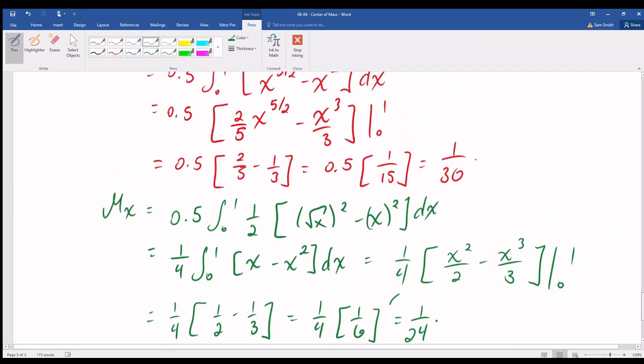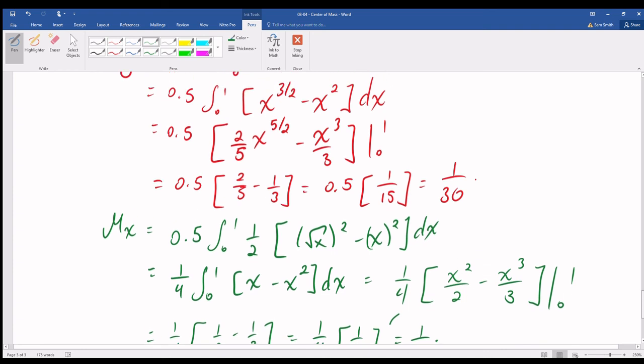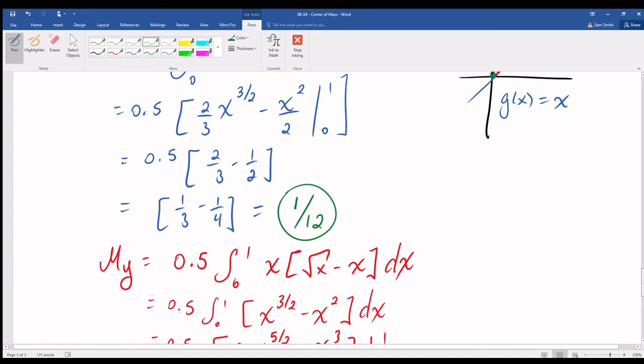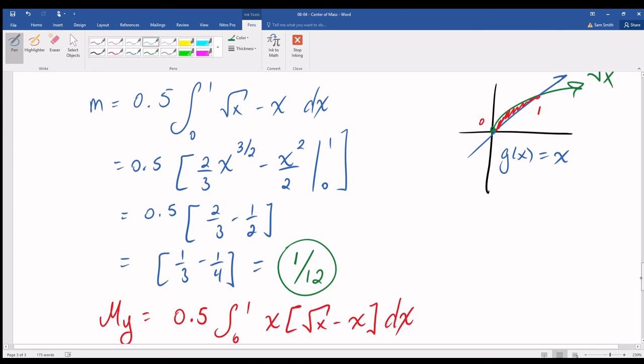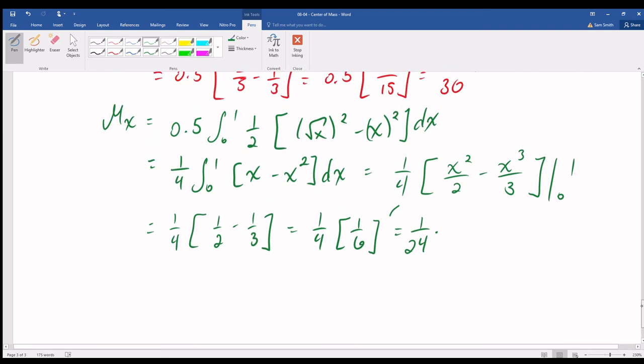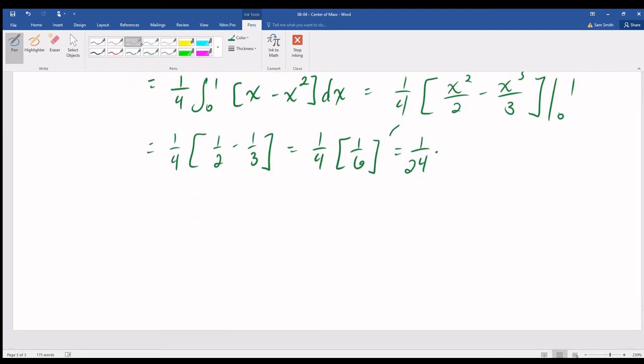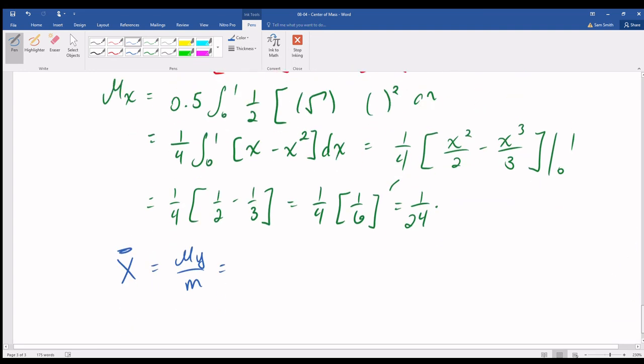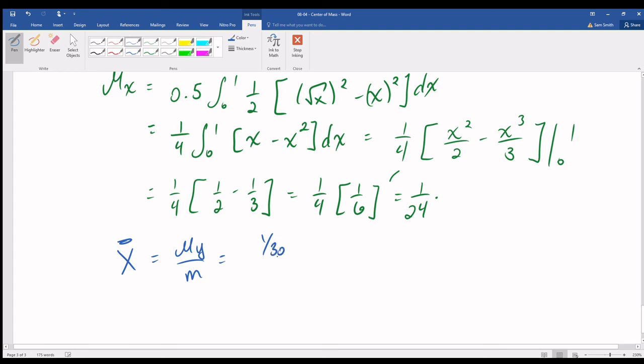So now, in order to actually find the centers of mass, I just need to appropriately assemble the values of m sub y, the values of m sub x, and the value of lowercase m. Lowercase m is 1/12. I'm just going to make a note of that. X bar is equal to m y over lowercase m. Now, m y was equal to 1/30. Divided by 1/12, multiplied by the reciprocal, we get 12 over 30.